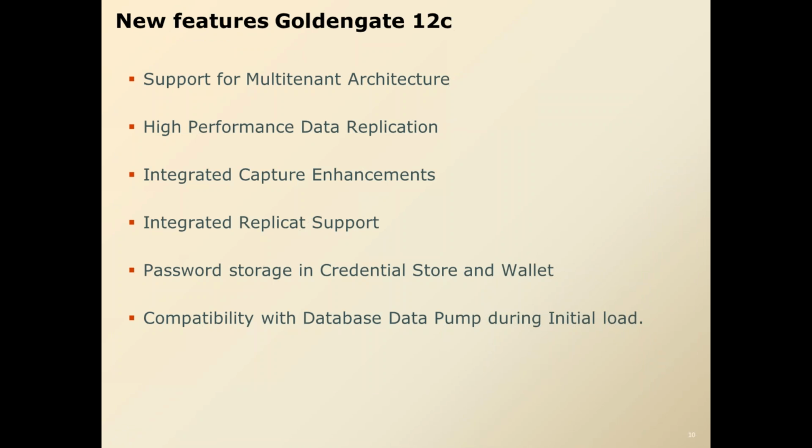So the new features of 12c include support for multi-tenant architecture. Prior to 12c, till 11G, 12c is an extension of 11G with the introduction of some new features. The new features are like support for multi-tenant architecture. So with 12c, Oracle has introduced multi-tenant architecture at the database level, so Goldengate now supports multi-tenant architecture.